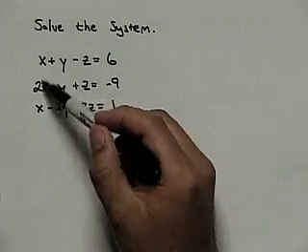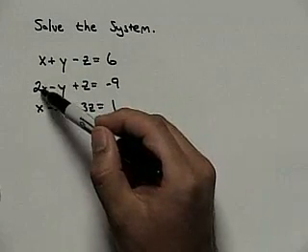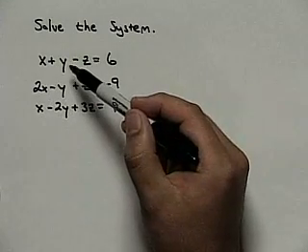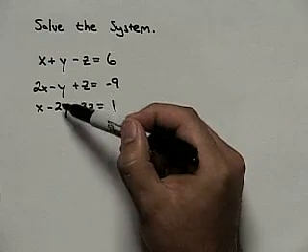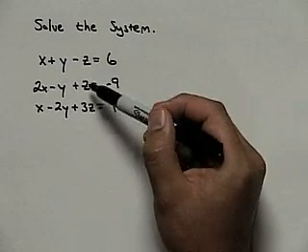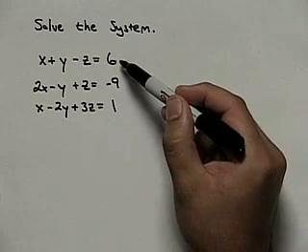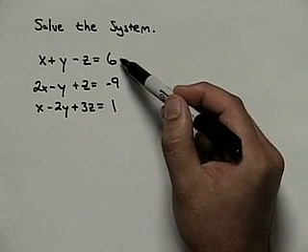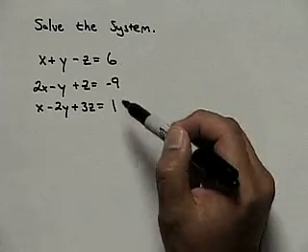We're going to use the coefficients of the x to be the first column, so it'll be 1, 2, 1. The coefficients of the y for the second column, 1, -1, -2. Coefficients of the z for the third column, -1, 1, and 3. And then the constants for the last column, which would be 6, -9, 1.